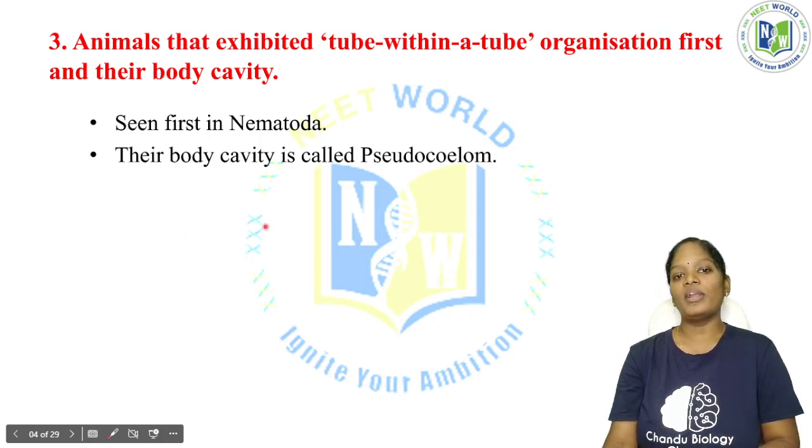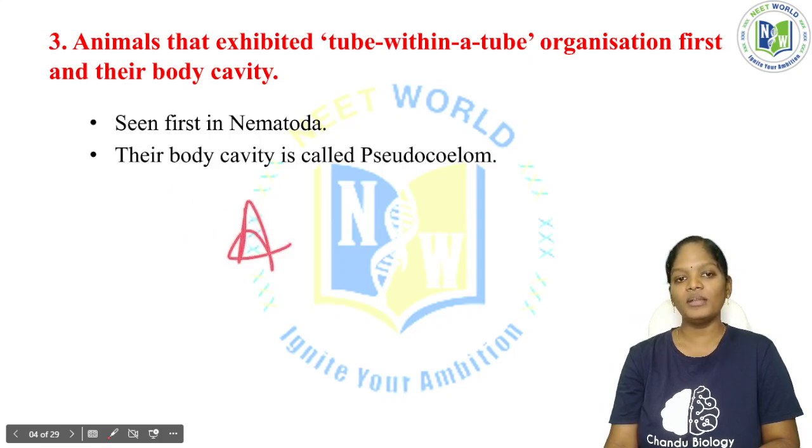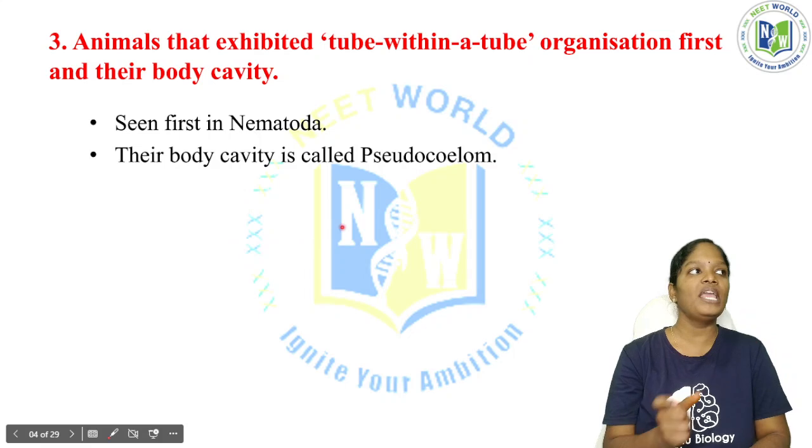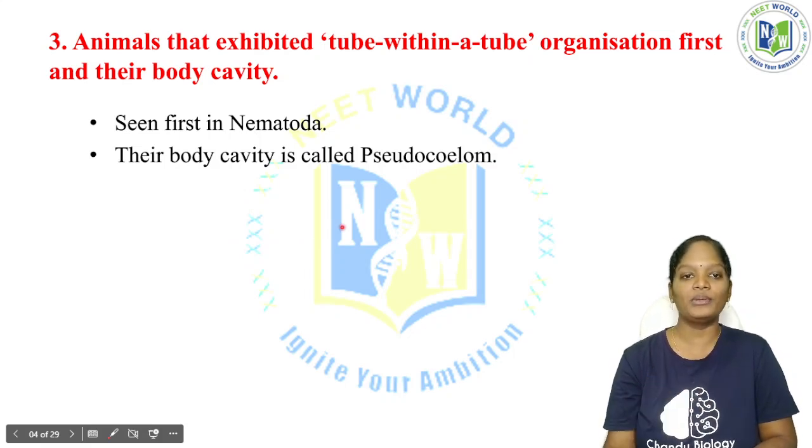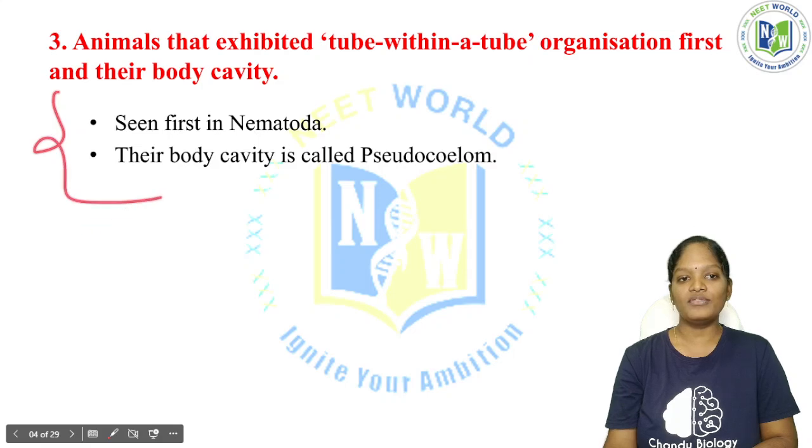From the phylum Annelida, they have a proper body cavity. We can call it the eucoelom, that is E-U, eucoelom. So that is the proper answer for this question.